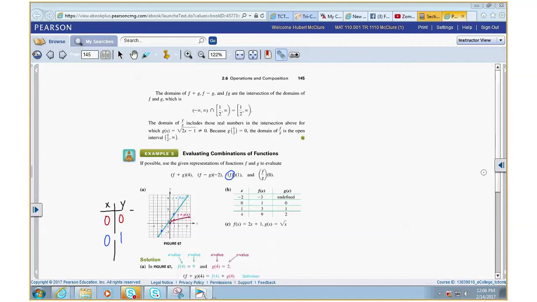Now, B says that, I'm taking a minute to figure out what B means. Okay, I think I understand B. What does this mean right here? F plus G. So here's F, and here's G, and we're going to plug in what? 4. So what's 9 plus 2? 11. So the answer would be 11.